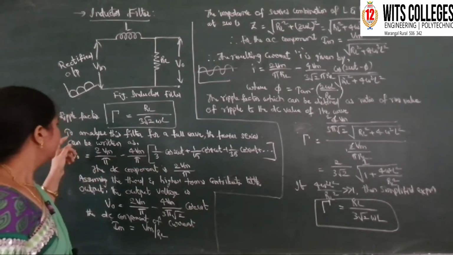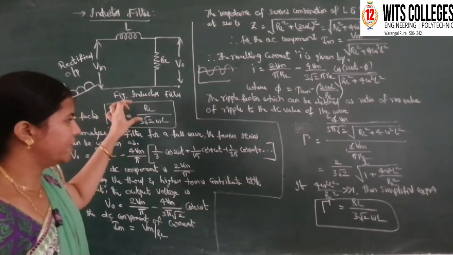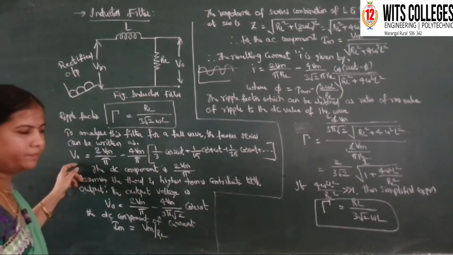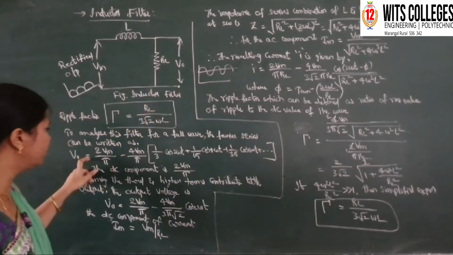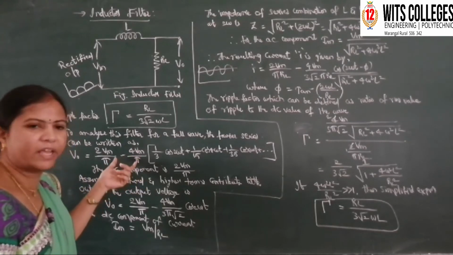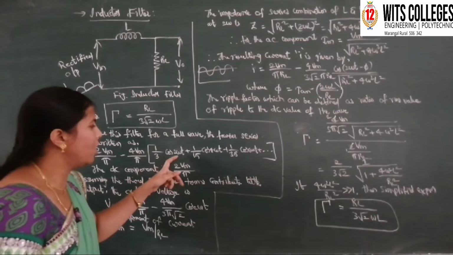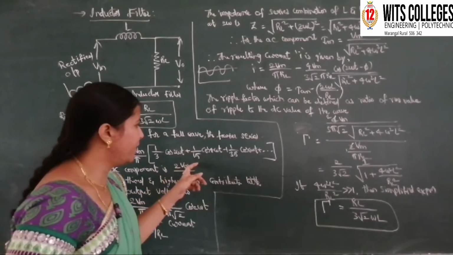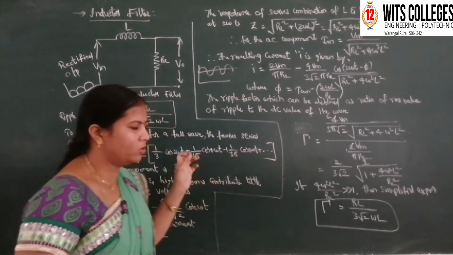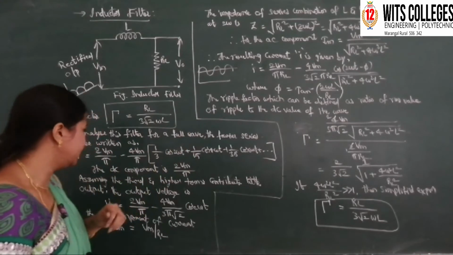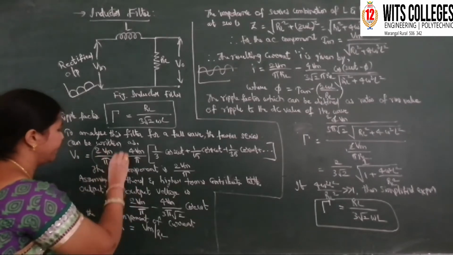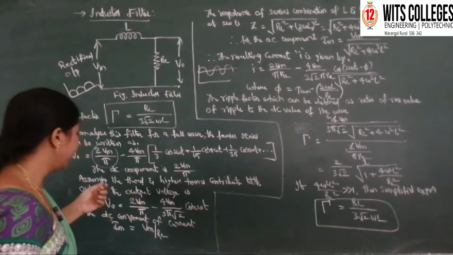Now, to analyze this inductor filter, if you take the full wave rectifier output, the Fourier analysis can be written as the output voltage V0 equal to 2Vm by pi minus 4Vm by pi into (1 by 3 cos 2 omega t plus 1 by 15 cos 4 omega t plus 1 by 35 cos 6 omega t, and so on). This is the Fourier analysis equation of the output voltage. In this equation, the DC component is 2Vm by pi.